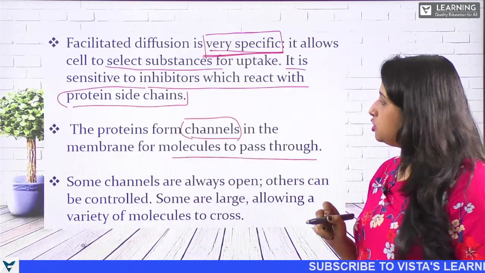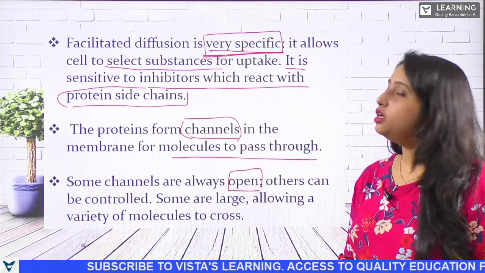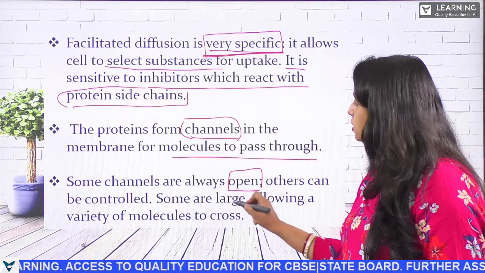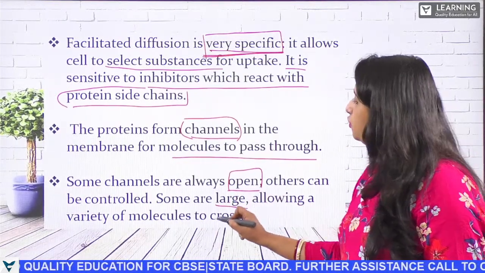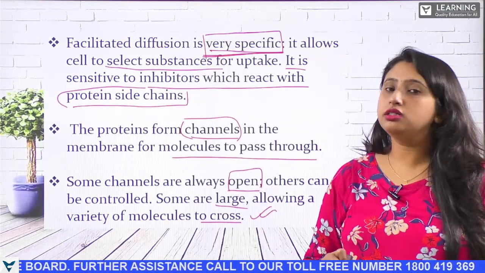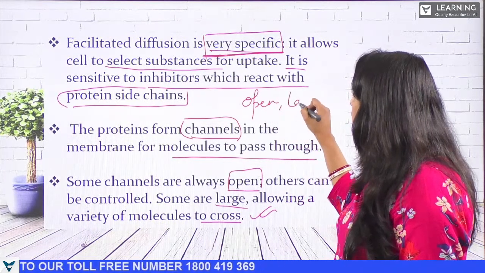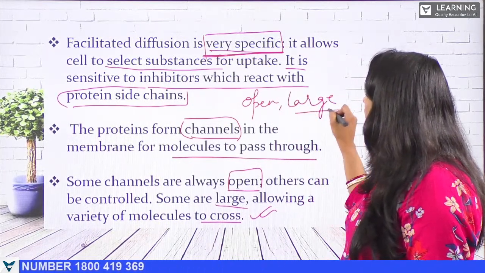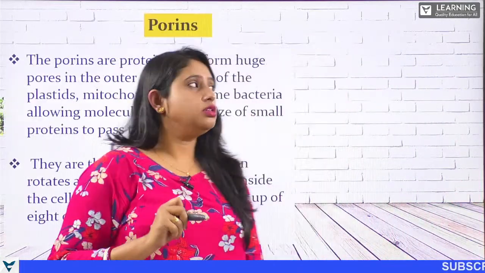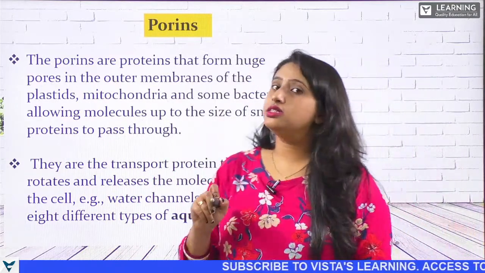Is that clear? Next, some channels are always open, whereas some will be controlled, and some are large, allowing a variety of molecules to cross. So some of the protein channels are open, and some are large, which will allow a variety of molecules to pass through. This is all about what we have learned, facilitated diffusion.